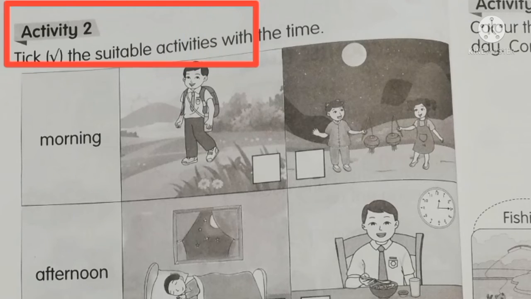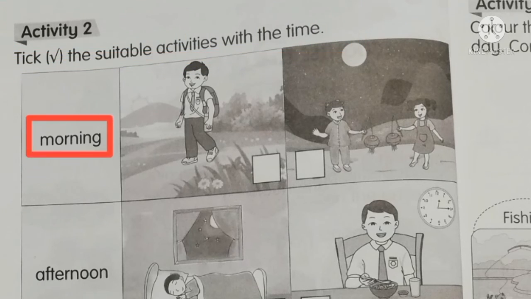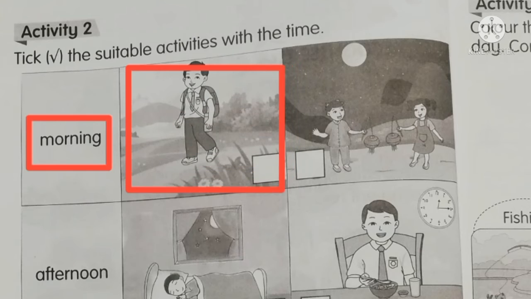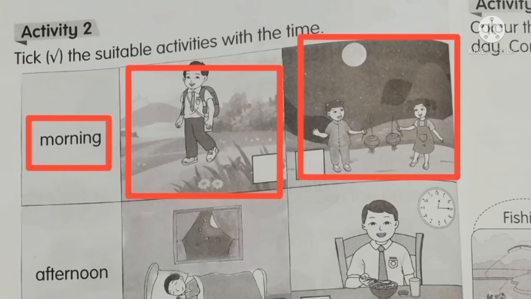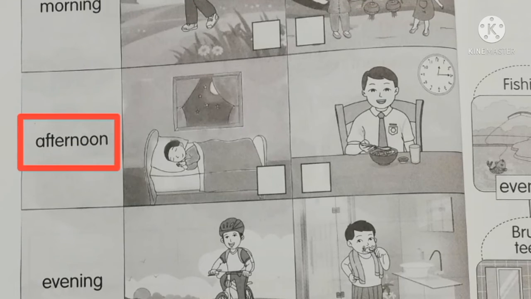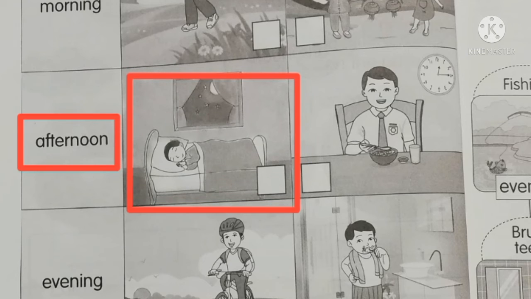Activity 2. Tick the suitable activities with the time. Morning. Which one is suitable? In this picture, he is going to school. In this picture, we can see the sky is dark with the moon and the stars. So, which one is suitable that we are doing in the morning? Afternoon. In this picture, he is asleep, and outside we can see the moon and the stars.